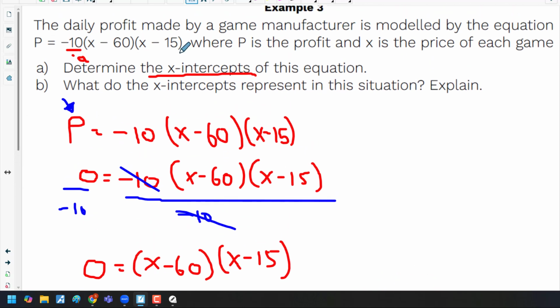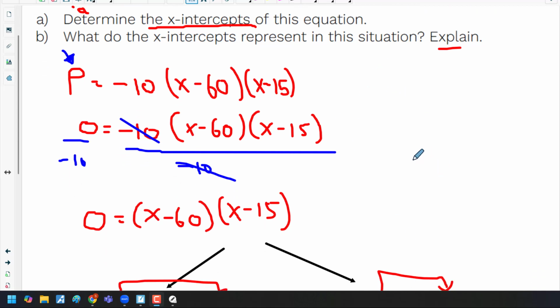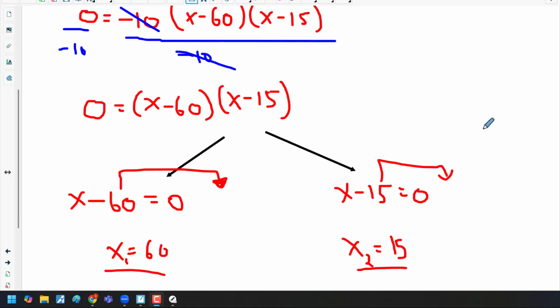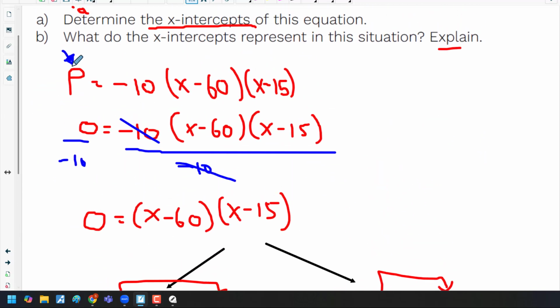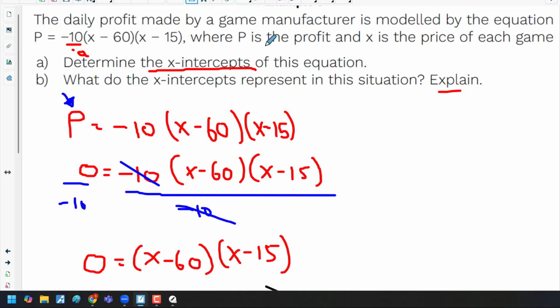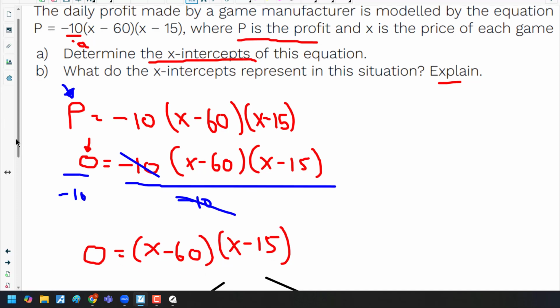So what does it mean? What do the x-intercepts represent in this situation? Explain. So the x-intercepts represent, well, if you remember correctly, what did I say P was? P was profit. And what value did you give the profit? 0. So the x-intercepts represent when your profit is 0.